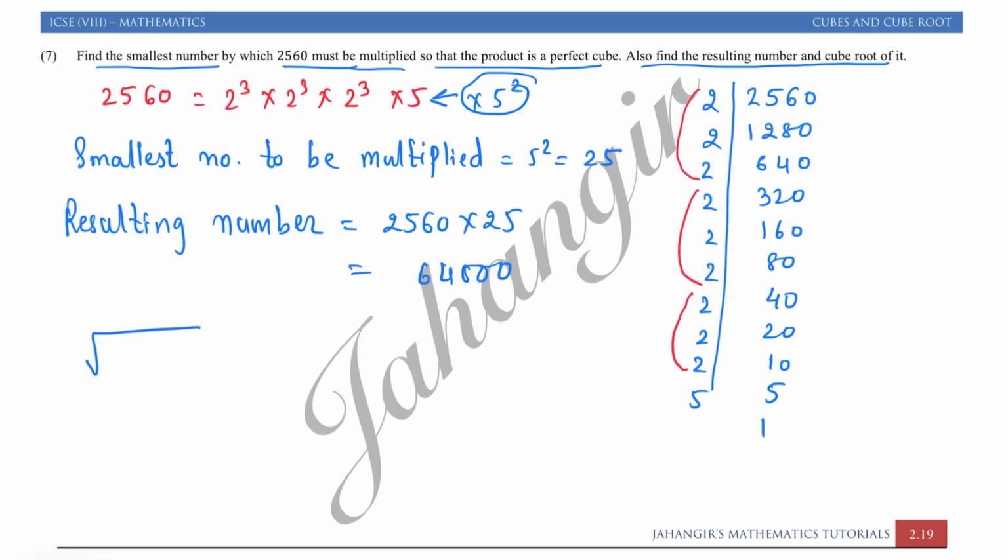So now the cube root of the resulting number. So we know 64 is the cube of 4. So for 64,000, the cube root will be 40.